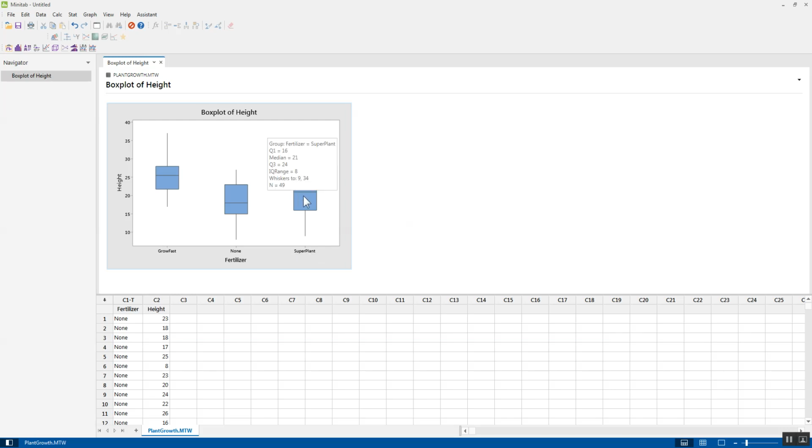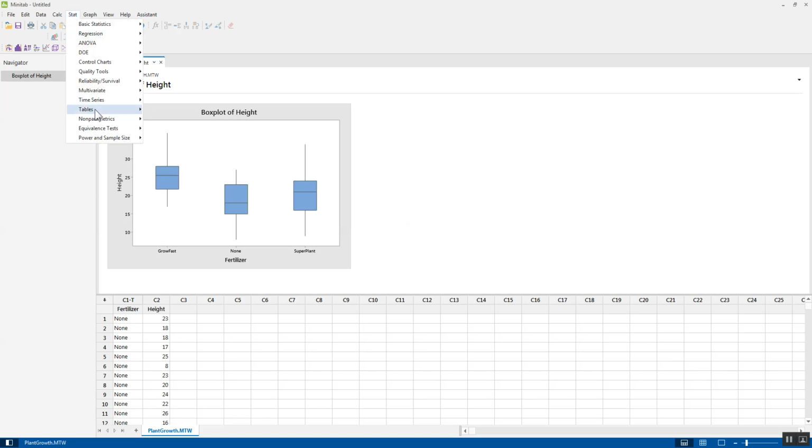We can see that super plant is very much within the error. The median is within the error of no fertiliser at all. So we might think there is no significant difference in plant height between super plant and no fertiliser, but maybe the plants have grown significantly higher with the grow fast fertiliser. Because we're going to check for three means rather than three medians, we need a one-way analysis of variance to do that.